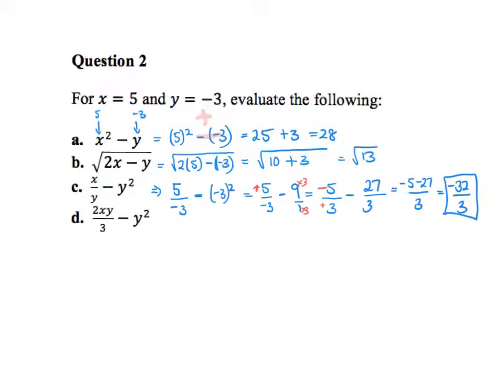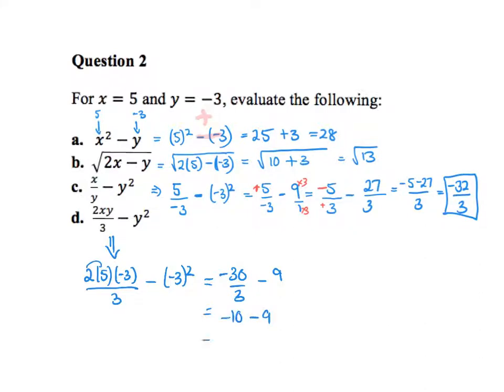Alright, I will do this last one. These ones were a little bit more challenging. So 2 times 5 times -3 over 3 minus -3 squared. Okay, let's keep simplifying. 2 times 5 is 10, times -3 is -30 over 3 minus 9. Now, -30 over 3 ends up being -10, then minus 9, so the answer is -19.